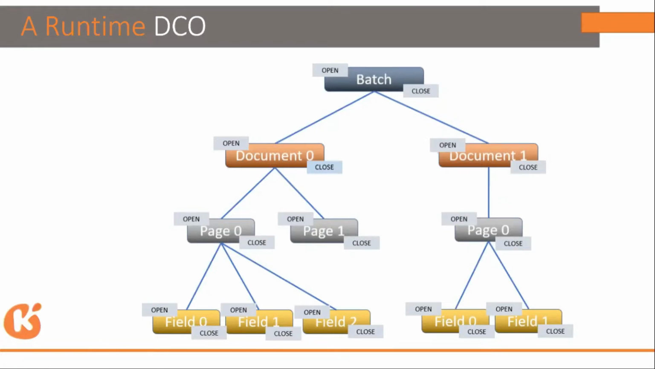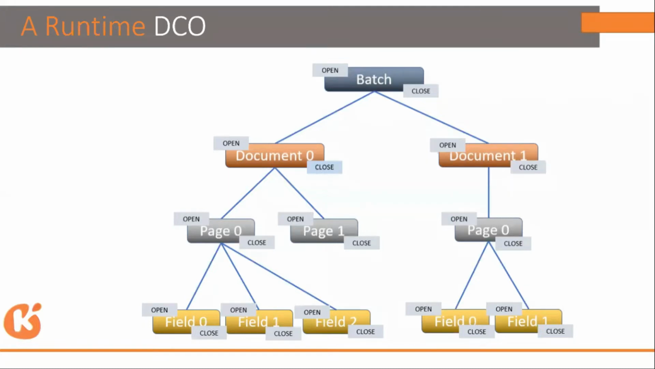So how does this work? First, a batch is open. Once the batch is open, it comes into document 0. Document 0 again opens, it will not close, it just opens and comes to page 0. In page 0, it will open, but it will not close. It comes to field 0, which opens and closes. Then field 1 opens and closes, field 2 opens and closes. Once that is done, page 0 closes, then page 1 opens and page 1 closes, then document 0 closes, and then batch close. This is one flow I have explained to you.